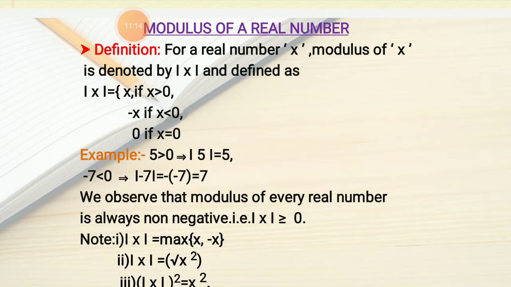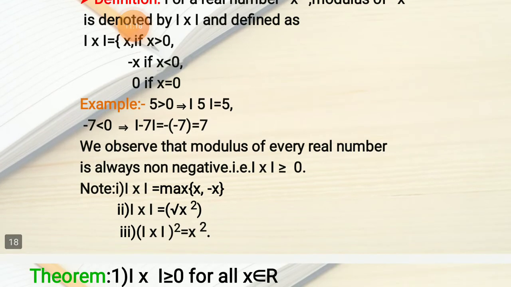5 is a positive number, so its modulus is itself. Mod 5 is 5. Minus 7 is a negative number, so mod minus 7 is equal to minus of minus 7, minus of that number, that is plus 7. So modulus of a positive number is positive, modulus of a negative number is also positive, modulus of 0 is 0, obviously. So modulus of every real number is always non-negative, that is mod x greater than or equal to 0.